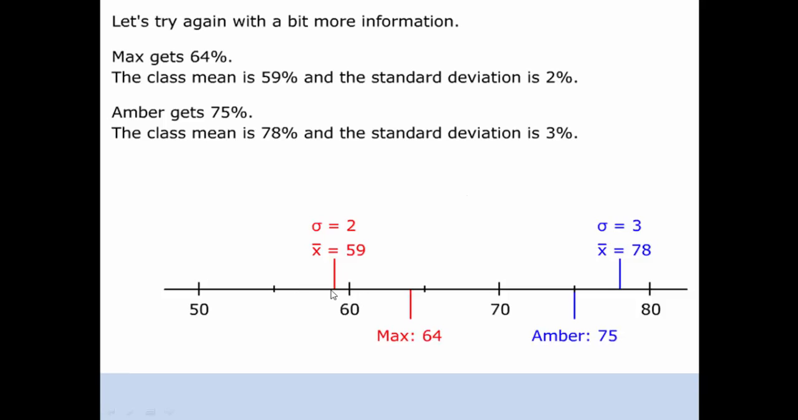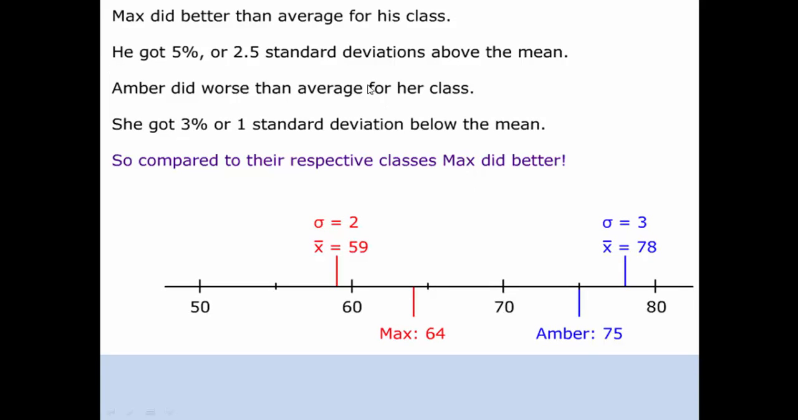So if we look here, we can see that here's the mean for Max's test, and with a standard deviation of 2, Max here is quite a bit above it, isn't he? 61, 63, 2.5 standard deviations above the mean, whereas Amber, with a standard deviation of 3, is exactly 1 standard deviation below the mean. So, at least based on that, it looks like, although getting the highest score, Amber didn't do as well as Max. Max did a lot better.